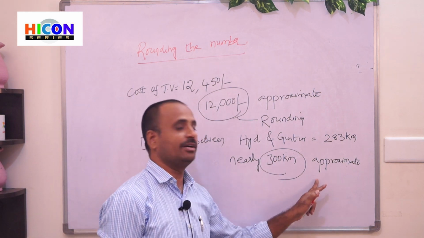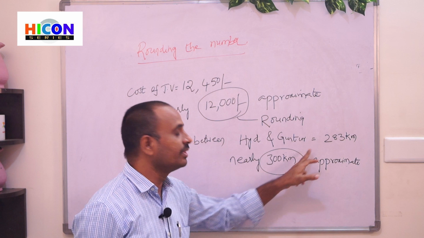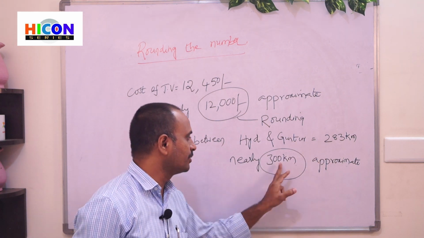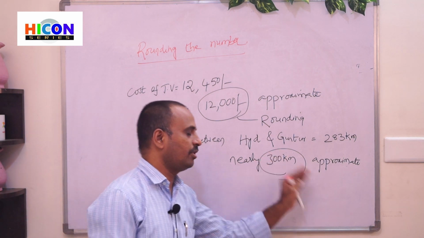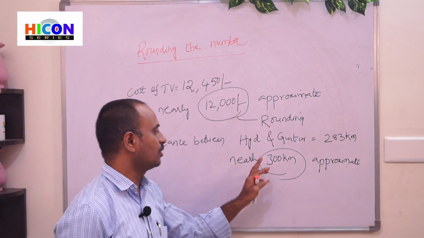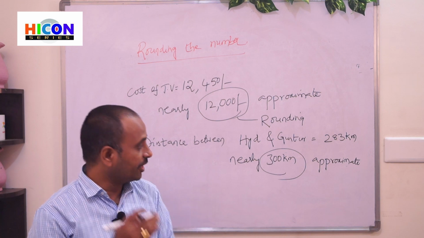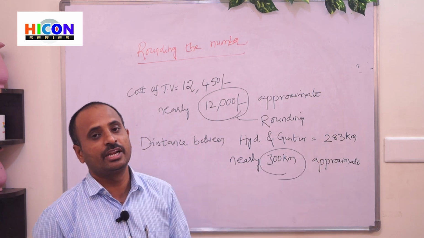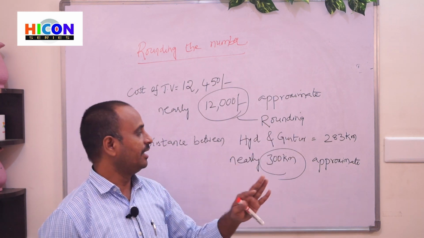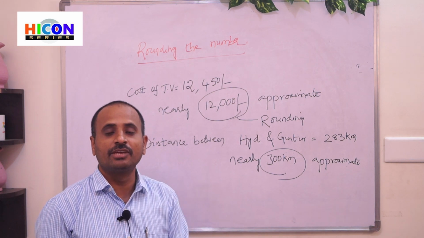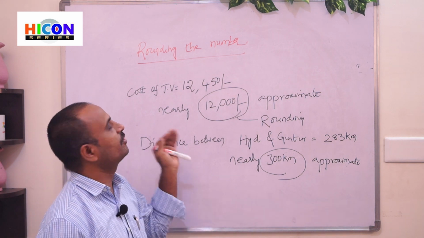This approximate number is only the number which is nearer to the exact value, and it does not give the actual number. So this approximation is called rounding numbers. Rounding numbers always give the number which is nearer to the given value, and they do not give the exact number. So this is the concept of rounding numbers.